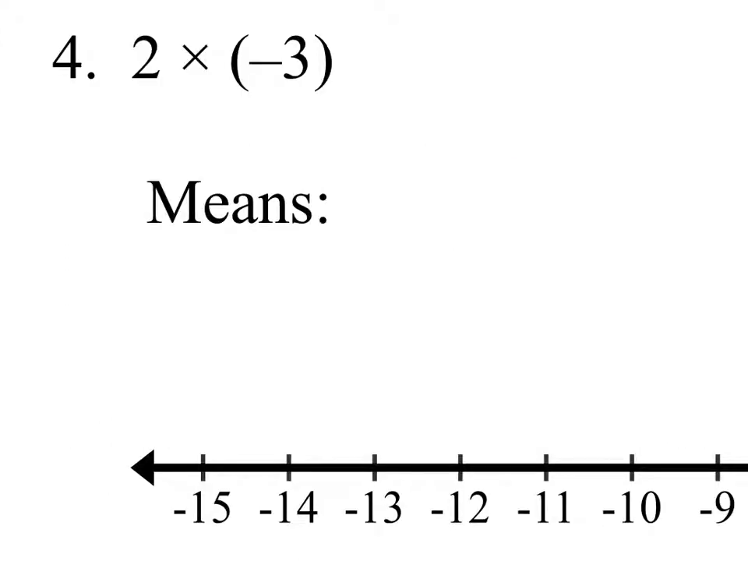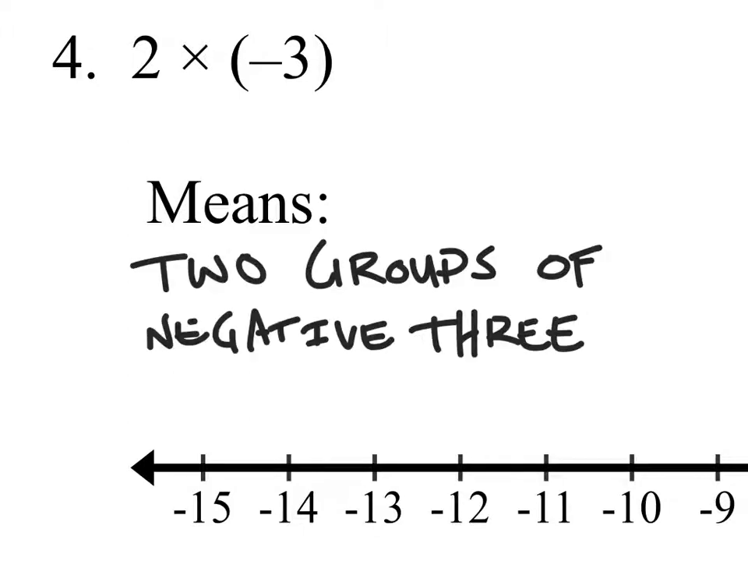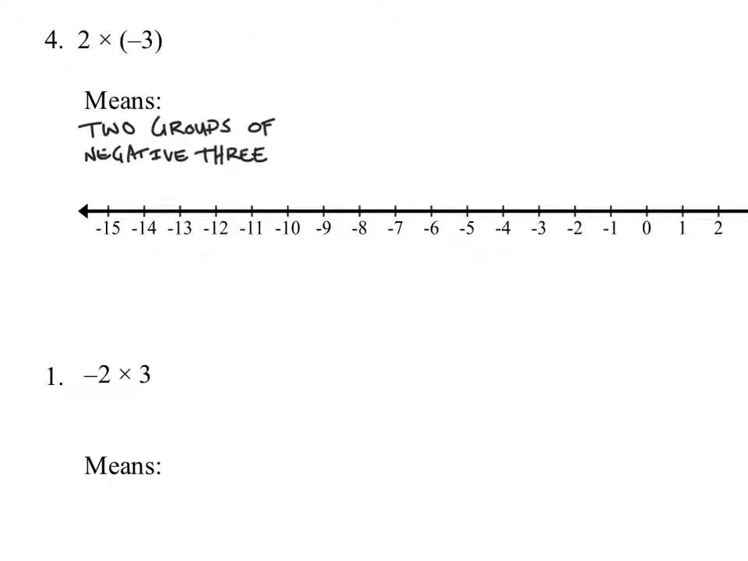So what about 4? What does this mean? Who can tell us? Yeah? 2 groups of negative 3. Bam, there you go. All right, so on the number line, let's take a look at that. So let's give ourselves first, starting from 0 again, that's our starting point, a group of negative 3. There's one group. And then another group of negative 3. Bam, puts us at negative 6.